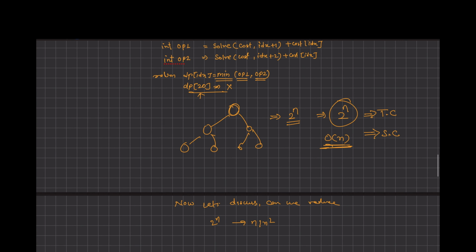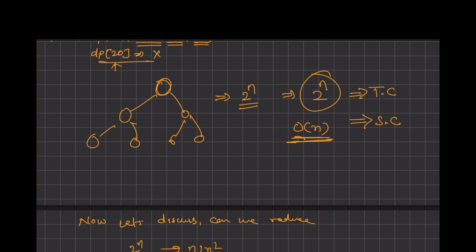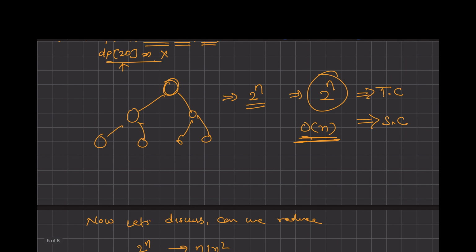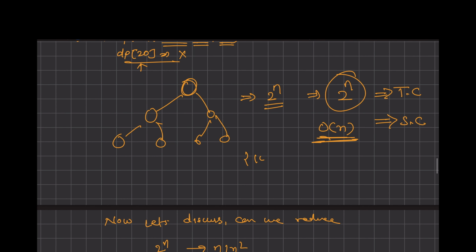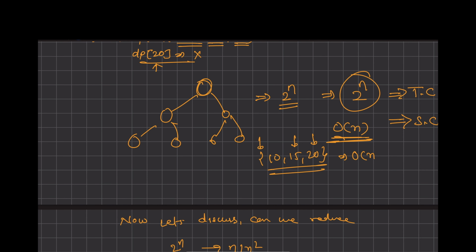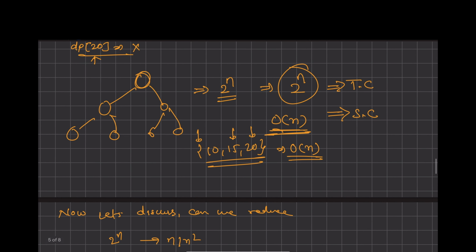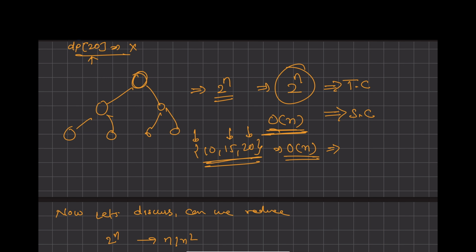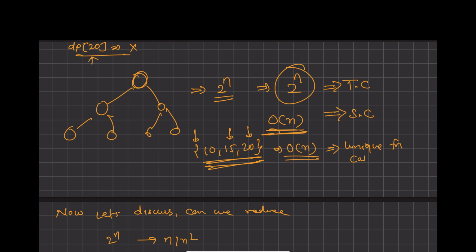How much? See how many different function calls we have. In our question we have three things: 10, 15 or 20. How many different function calls? One for 10, one for 15, one for 20. So the maximum time complexity will be O of n. We reduce it because these are unique function calls, because we are not recalculating the duplicates.